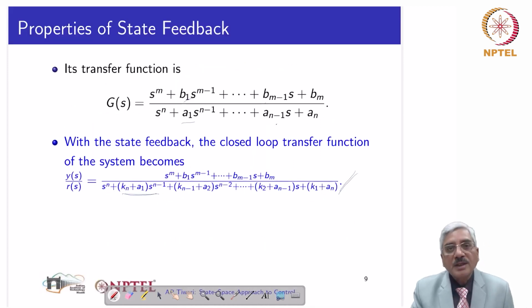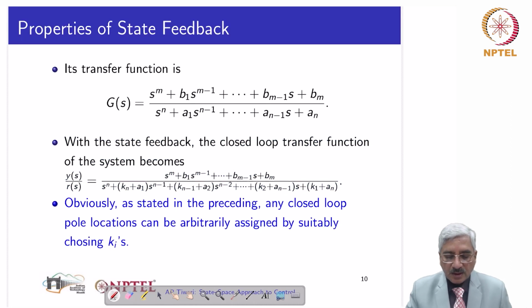So the coefficient of s^(n-1) is Kn plus A1. Coefficient of s^(n-2) is K(n-1) plus A2 and so on. Coefficient of s is K2 plus A(n-1), and the constant coefficient is K1 plus An, the coefficient of s^0. This is what the transfer function becomes. This is the closed loop transfer function, and I had emphasized it earlier.